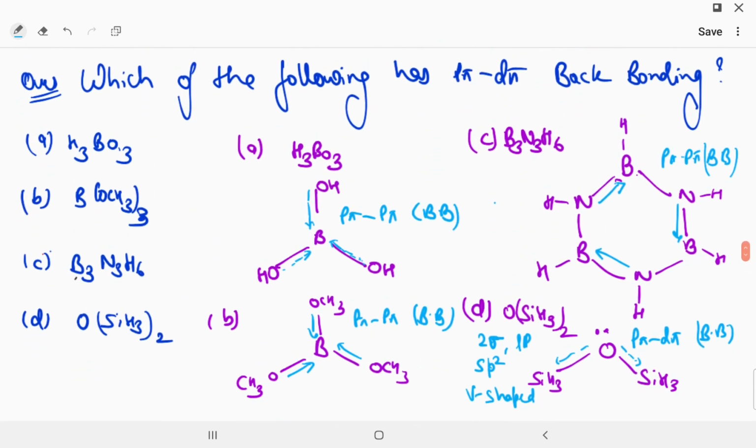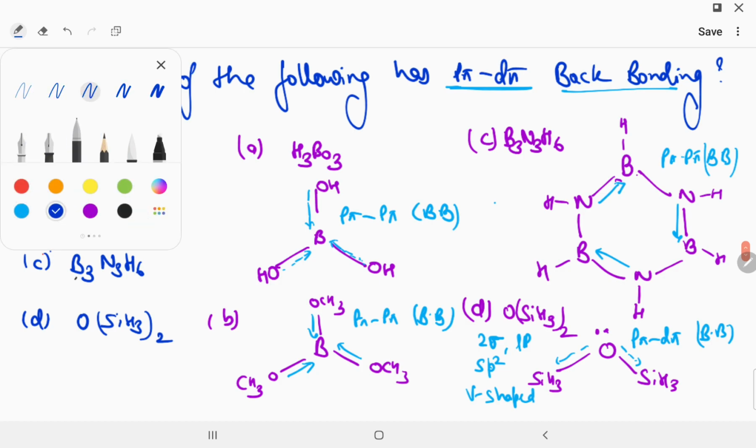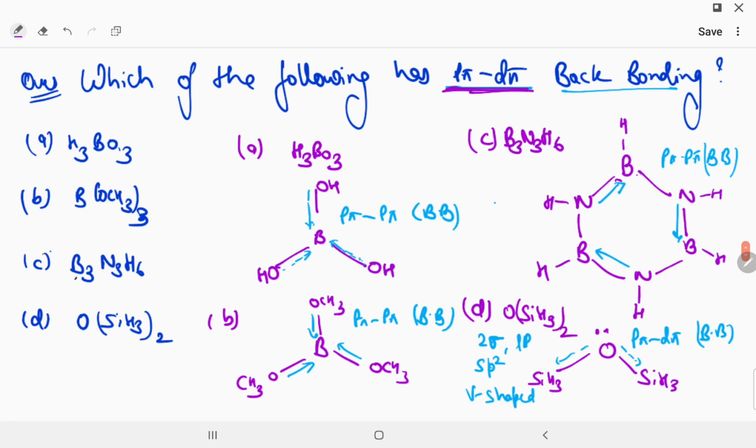Now you are able to see, which of the following has p pi d pi back bonding? P pi d pi, not p pi p pi. They are asking about back bonding in which p pi and d pi, not p pi p pi. Please understand. And they have given you H3BO3, B(OCH3)3, B3N3H6, and O(SiH3)2. Okay, so these 4 examples are given to you. So you have to remember it.